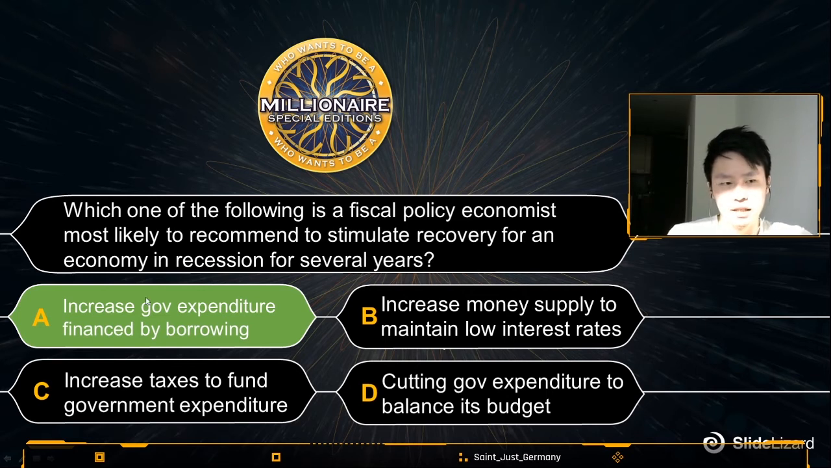Okay, so let's have a look at the other answers. So for B, increase money supply to maintain low interest rates. Again, interest rates is related to monetary policy. It's not part of fiscal policy, so it won't be B.